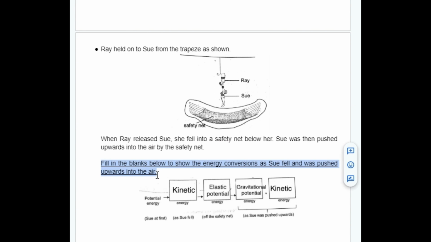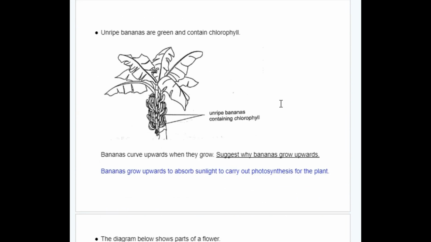Fill in the blanks below to show the energy conversions as Sue fell and was pushed upwards into the air. Potential energy, Sue at first, converted to kinetic energy as Sue fell, converted to elastic potential energy of the safety net, converted to gravitational potential energy plus kinetic energy, as Sue was pushed upwards.